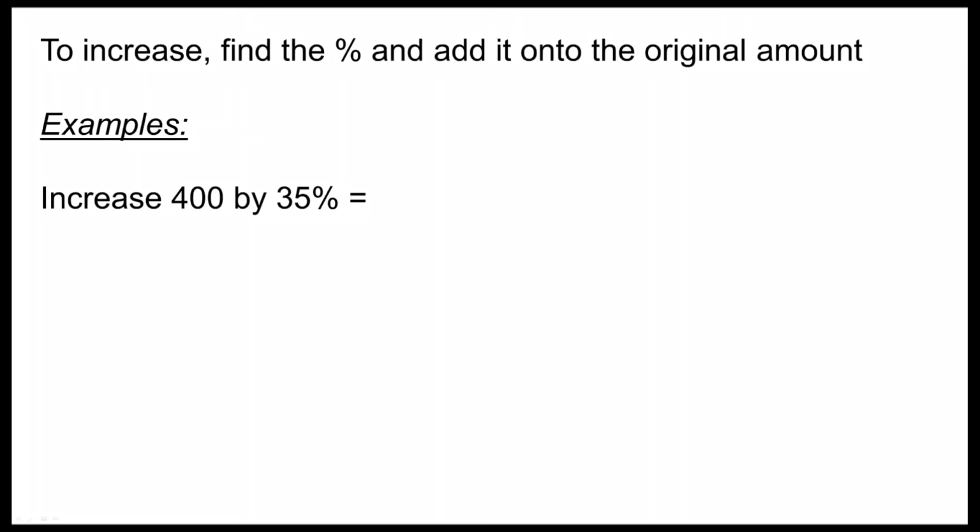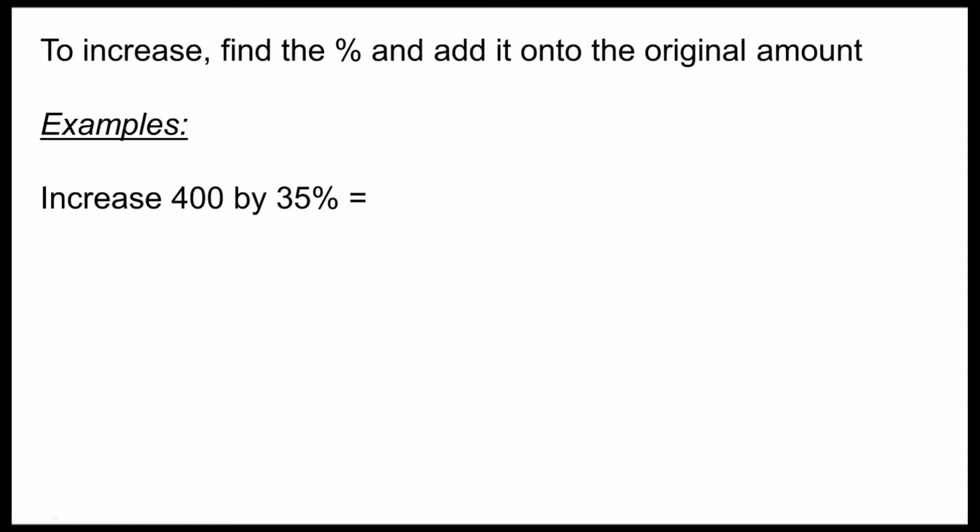In today's lesson, we're going to look at increasing and decreasing by a given percentage without a calculator. To increase by a given percentage, you need to find the percentage of the amount that you want to increase by and then add it onto the original amount. So, in this example, I'm asked to increase 400 by 35%.